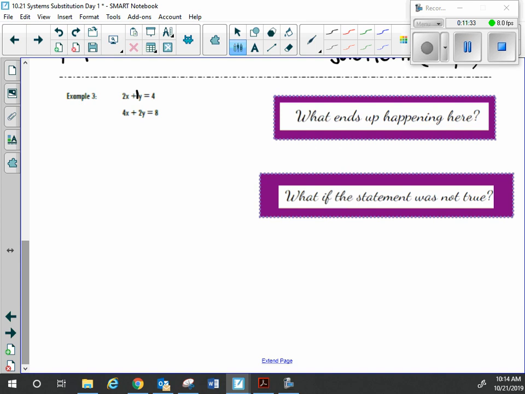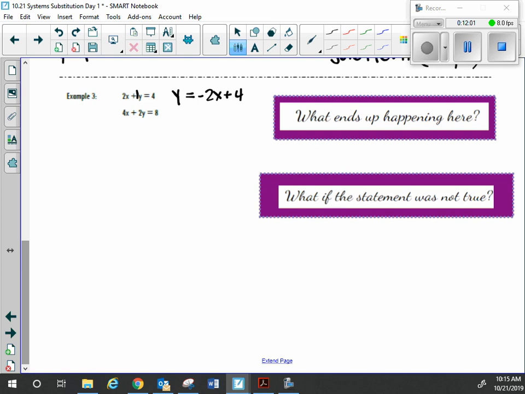If you've got a variable that has a coefficient of 1, that is going to be the easiest one to isolate. So y equals -2x plus 4, or 4 minus 2x. Does everybody get that? Yeah. Okay, then you plugged it in. What ended up happening? X became 0. What else? Well, it zeroed out. It canceled out, right?